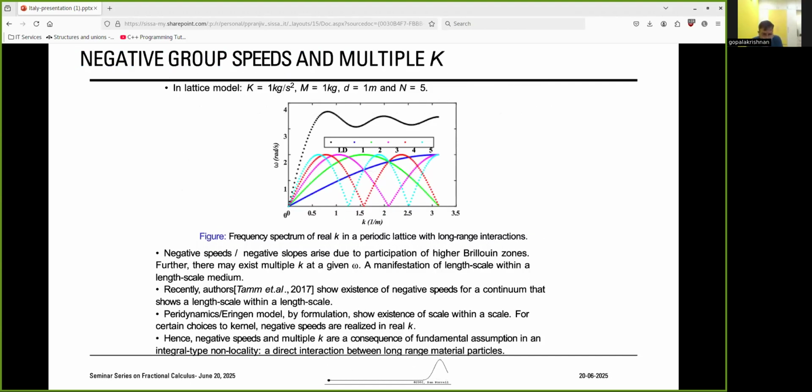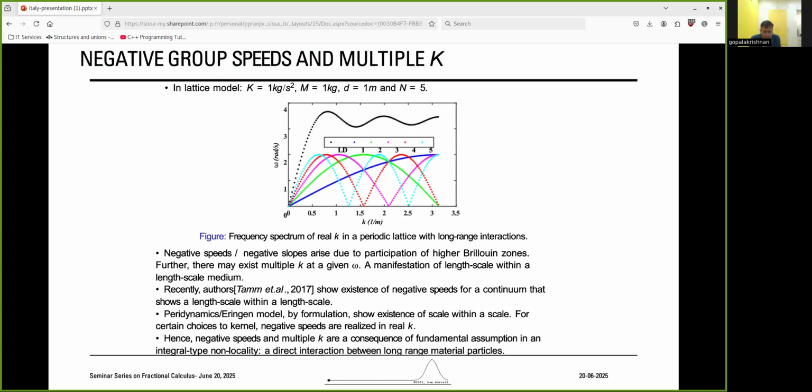So if you look at the lattice dynamics, if you take one interaction, two interactions, three interactions, up to five interactions, you can see that with more interactions, the long range, the slope of the wave number keeps on changing, indicating that these are regions of negative or zero speeds, which should not be allowed.